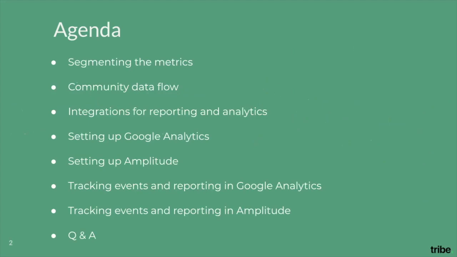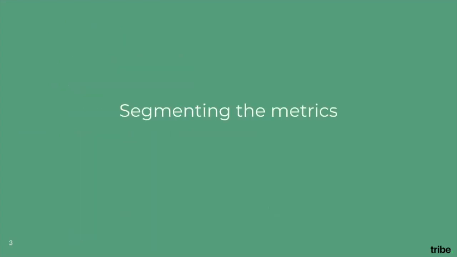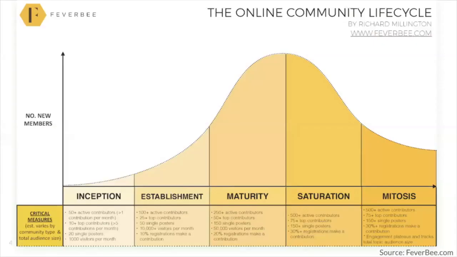in a few seconds. But what we'll be covering today is, first of all, we're going to look at different segments of metrics and different stages of the community, and based on that, what data you probably want to measure. And then we see how that data flows within community, and then how Tribe actually measures that data. We'll be looking at two tools today. So the integration from Google Analytics and Amplitude. So we'll see how to set them up, and we'll see how events are being tracked and how you can actually create good dashboards. And then at the last part, we'll have the Q&A session.